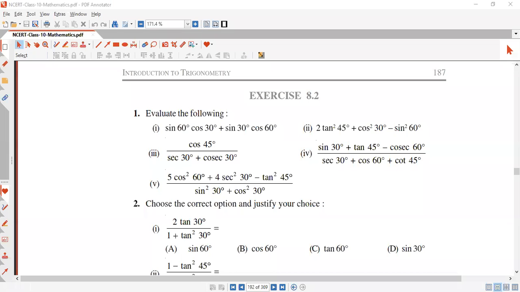Now welcome, class 10th students. Today we will do the second exercise of trigonometry, exercise number 8.2.